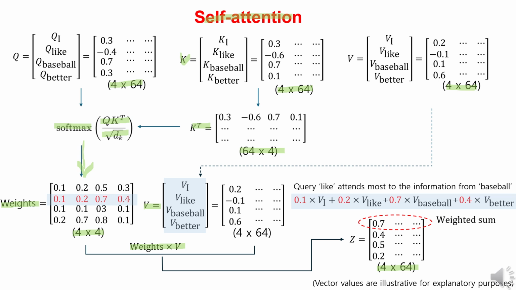For example, if we look at the second row marked in red, corresponding to the token "like", its attention weights are 0.1, 0.2, 0.7, 0.4. The output vector is computed as a weighted sum of the value vectors. In this case, since the largest weight, 0.7, is assigned to "baseball", the token "like" builds its contextual representation by relying most heavily on information from "baseball".